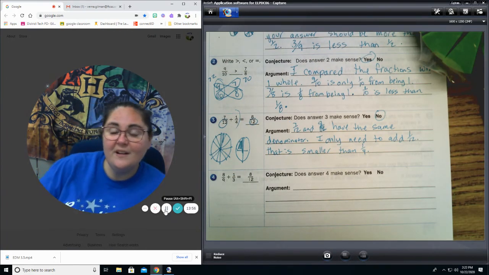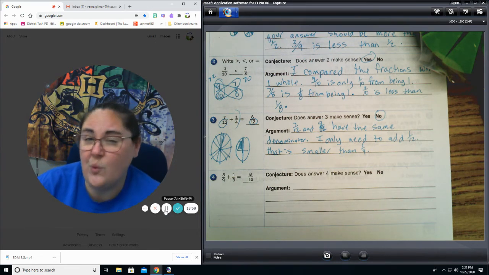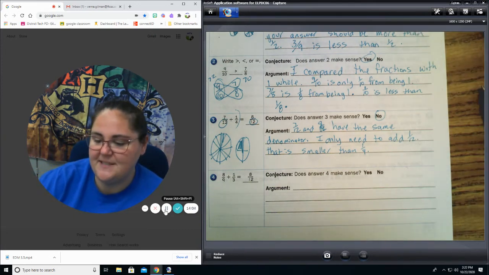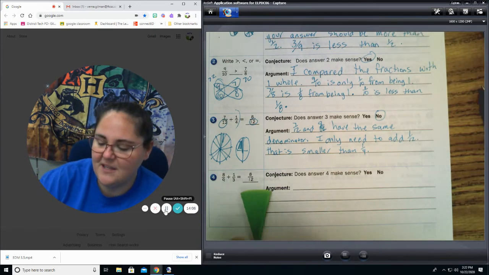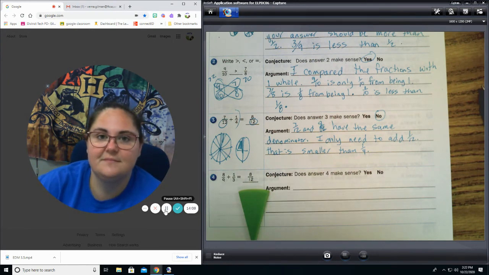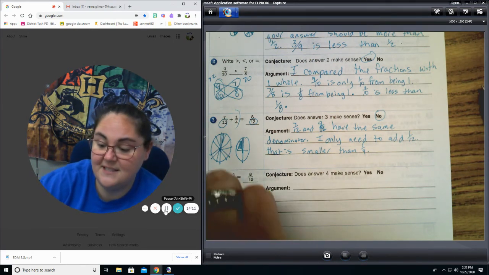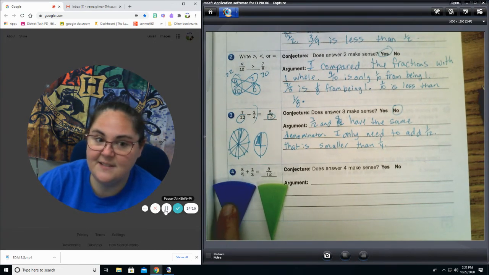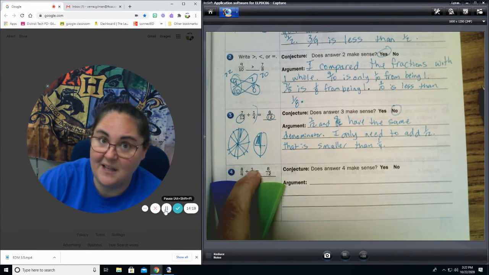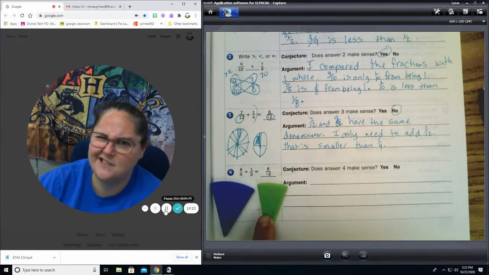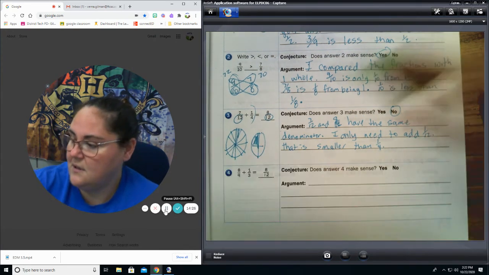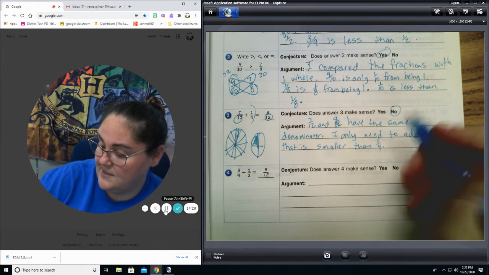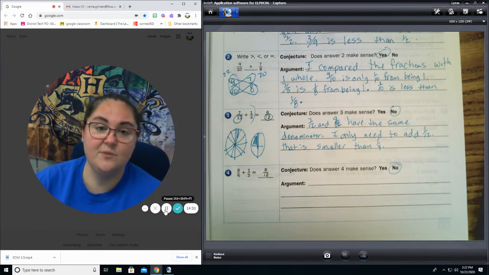All right, so what we're going to look at really quickly is I want you to think about what a 12th actually looks like and what a 9th actually looks like. So I got out my fraction circle pieces and I'm going to show you really quickly. So this is the size of a 12th. This is the size of a 9th. So 8 of these plus something equals 8 of these. Is that reasonable? It is not reasonable. That is not how this works.